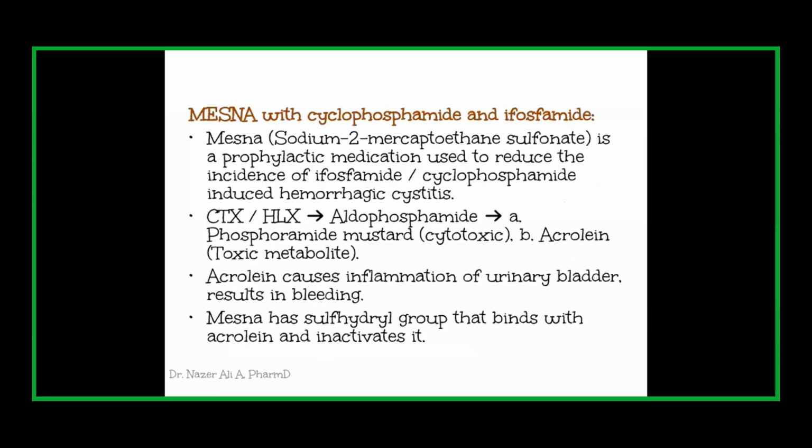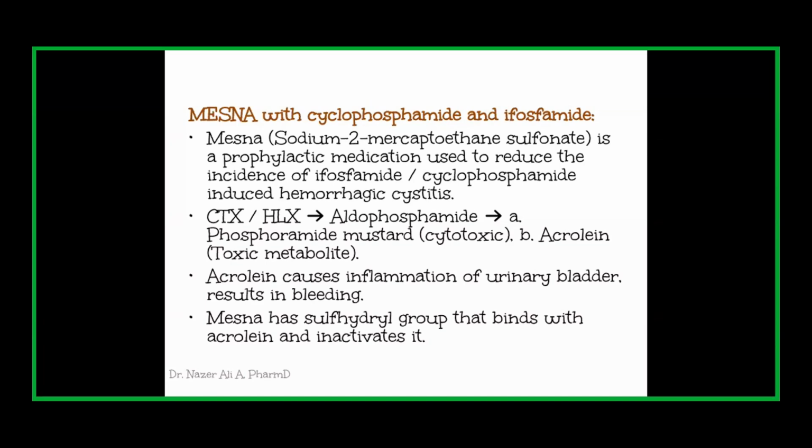So next is mesna. As I would have already told you, whenever a patient is taking cyclophosphamide and ifosfamide, there will be a concomitant administration of mesna. Why? Ifosfamide and cyclophosphamide are prodrugs. Okay. So after administration, they will form aldophosphamide. Aldophosphamide will convert to two metabolites. One metabolite is responsible for the cytotoxic effect. Another metabolite is responsible for the toxic effect, that is hemorrhagic cystitis.